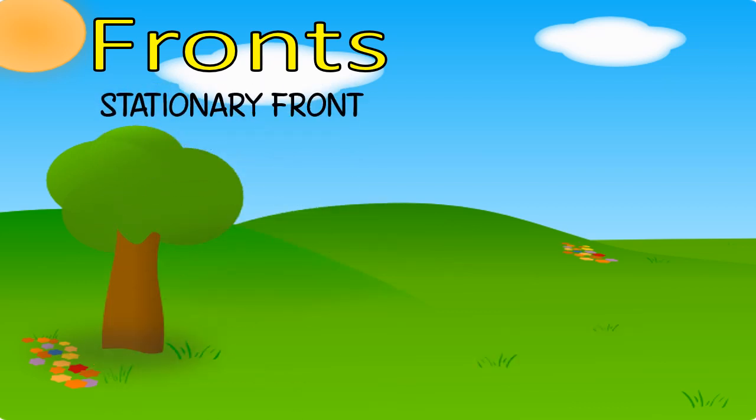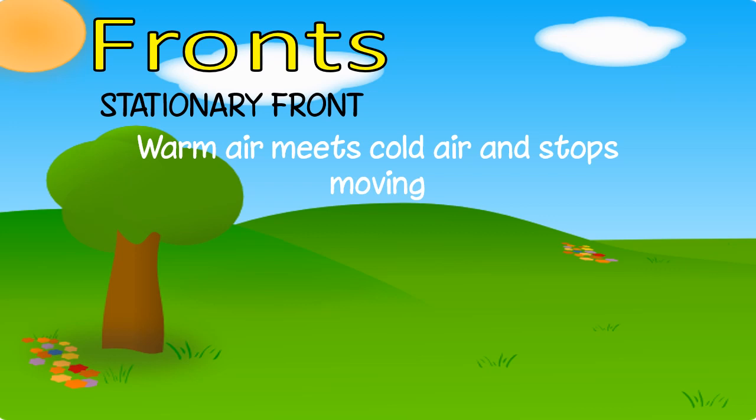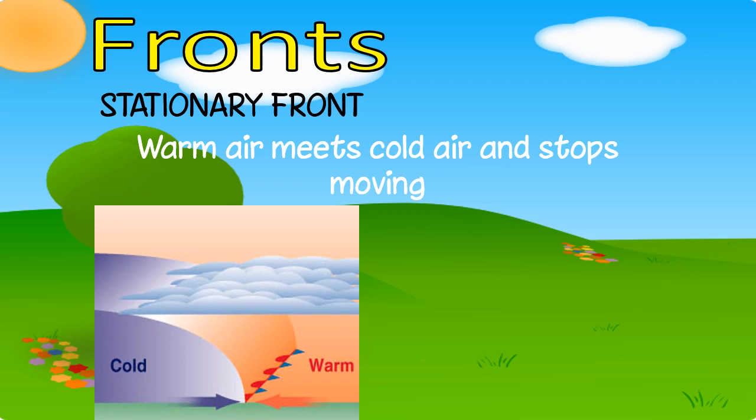All right, the last kind of front is a stationary front. So here's our definition. The warm air meets the cold air, and they stop moving. In this case, the cold air comes in, and maybe it's a weaker cold air mass. You know, all cold air masses aren't exactly the same strength. Same thing with a warm air mass. Not all warm air masses are the exact same strength. So in some cases, you may have a weaker cold air mass and a stronger warm air mass, and here they are pushing up against each other, and guess what? Neither can move each other out of the way.